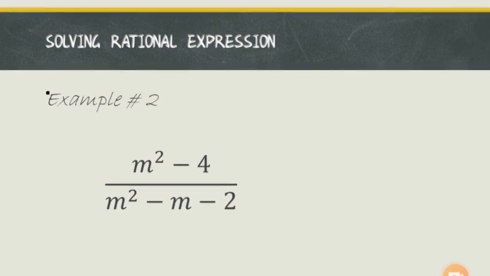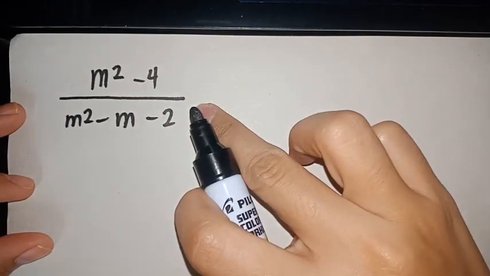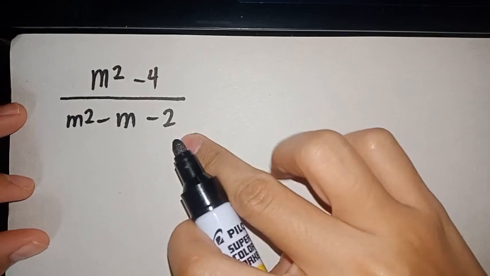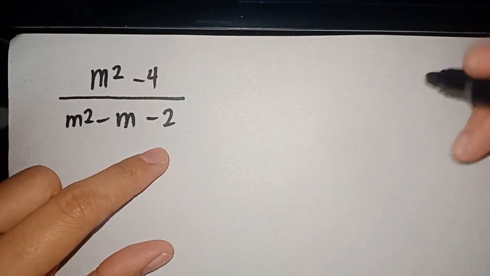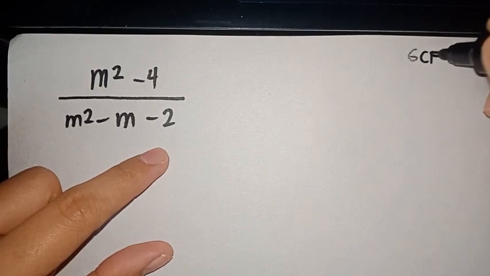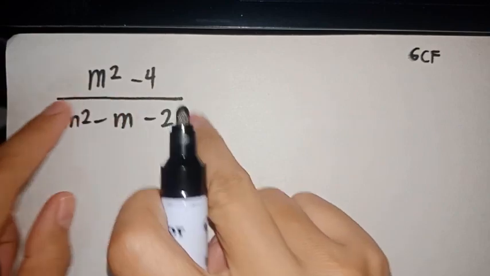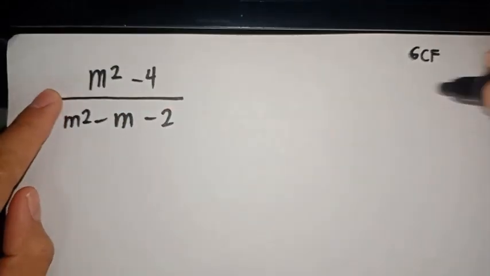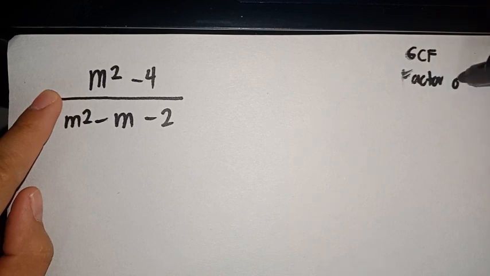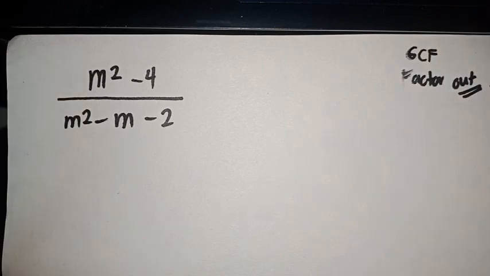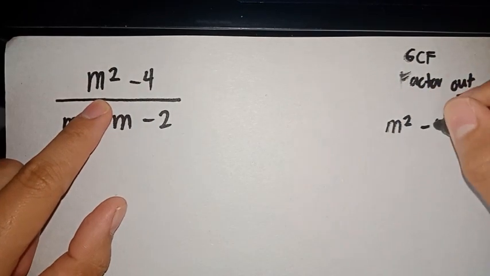Let's have the second example. We have m squared minus 4 all over m squared minus m minus 2. Now, how can we simplify this rational expression? Again, we have to get its GCF. But as you can see, for both numerator and denominator, we have expressions which are factorable. So the first step, rather than getting the GCF, is to factor.